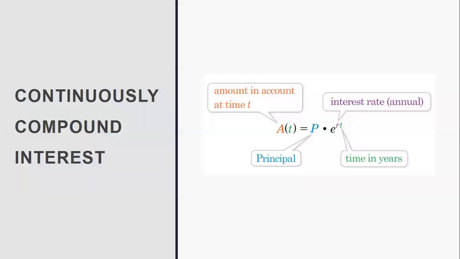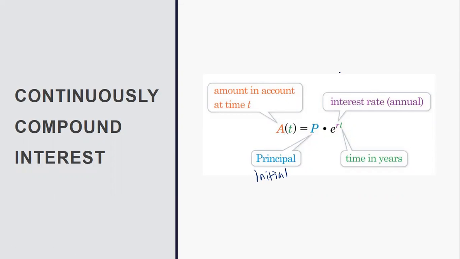So here we go. We're going to be talking about continuously compound interest. Continuous compound interest means that you're earning interest every second, every minute, every hour of the day. And so the amount in the account, that's still our A of T. And then your principal amount, your P, that's the initial amount in your account.